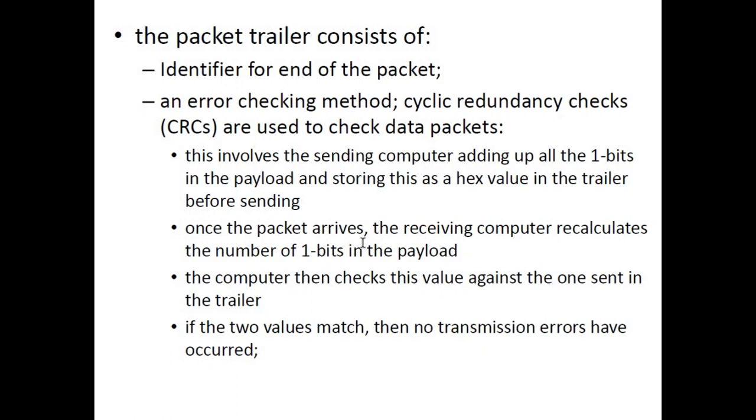When the packet arrives at its destination, the receiver recalculates this process. The receiver adds all the ones together in the payload and then converts the answer into hexadecimal, and then the receiver compares this value with the one that is there in the actual packet trailer. And if the two values are the same, then that means no transmission error has occurred.